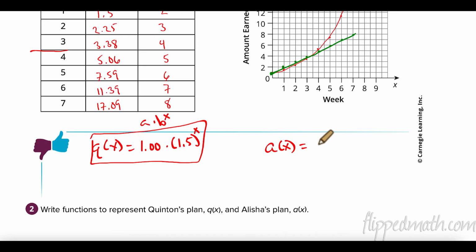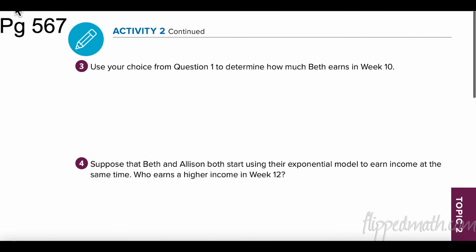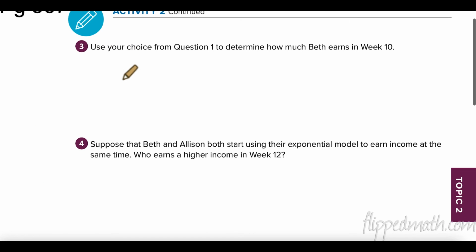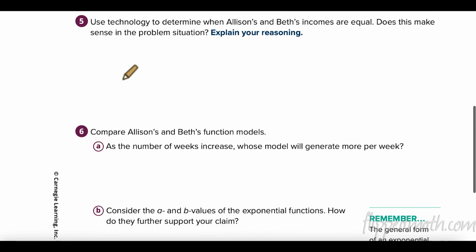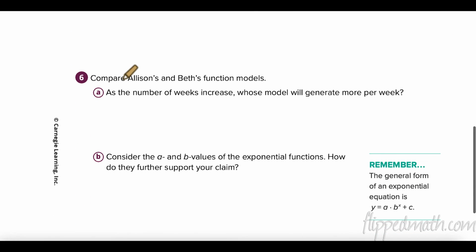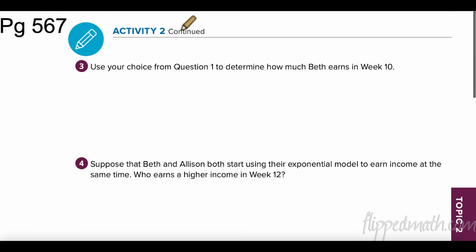Alicia has a linear model, right? So that's mx plus b. So what is her change in every week? $1 for every week, plus her initial value is $1 as well. So now we have our two functions, all right? I want you to look at page 567, take a minute, and answer these questions on your own on page 567. And then we will talk about them in just 1 minute.